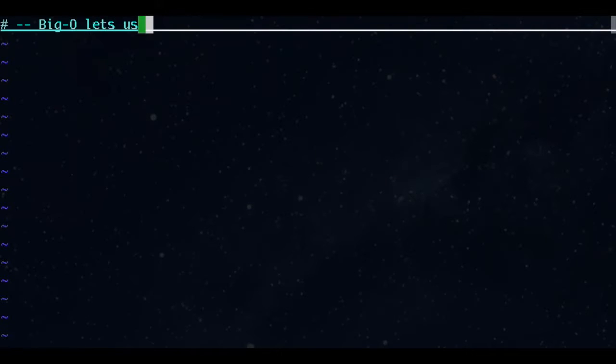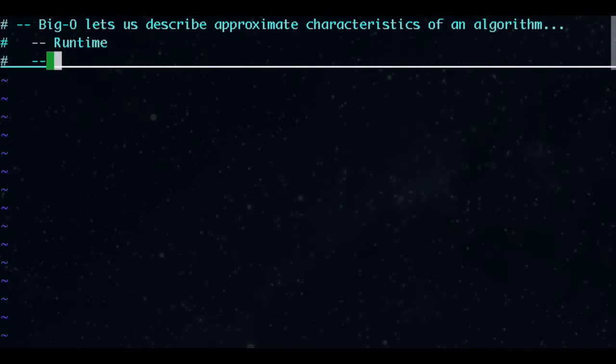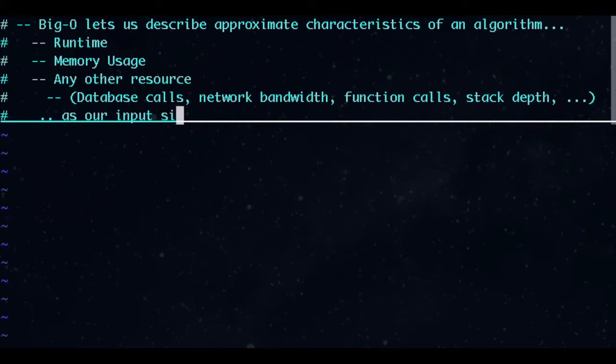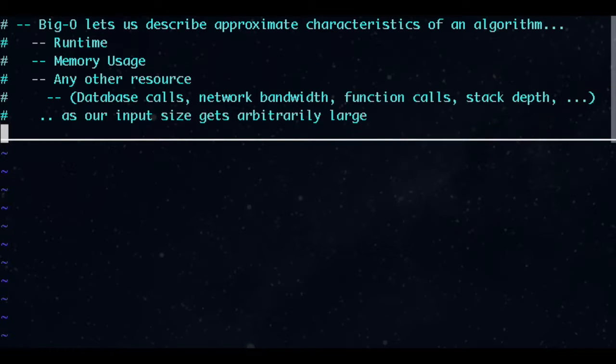What is big O notation? It's a tool to describe characteristics of an algorithm. We want to know about runtime, memory usage, and other resource usage, like database calls or network bandwidth, as our input size gets larger and larger. We want to have a general idea, how much data can we reasonably run our program on? Billions of items? Millions? Hundreds? We care about data getting larger.